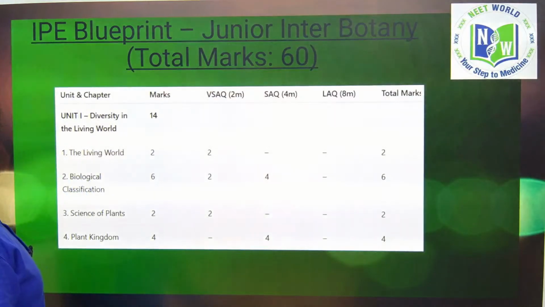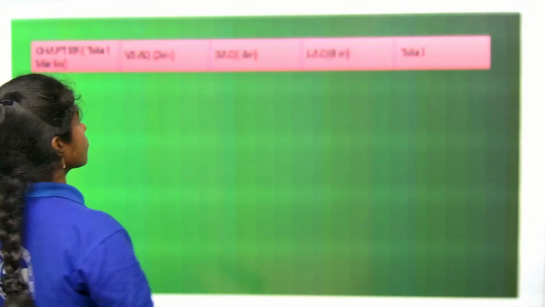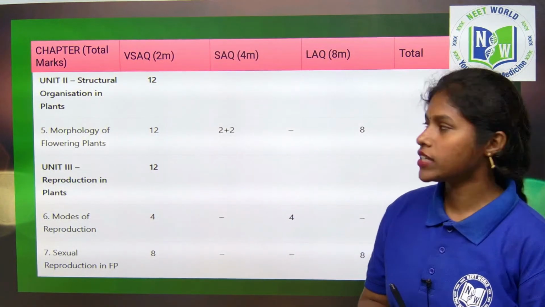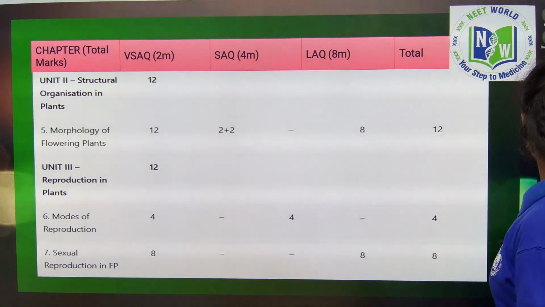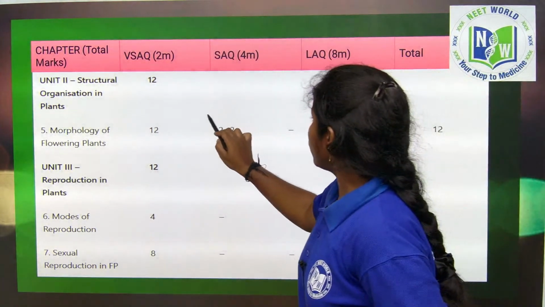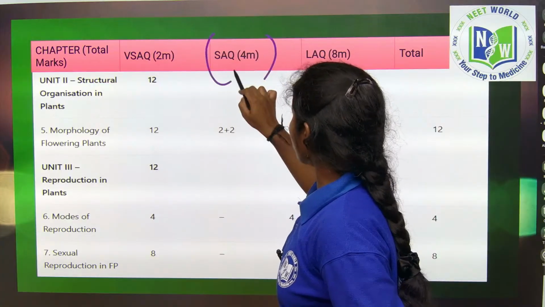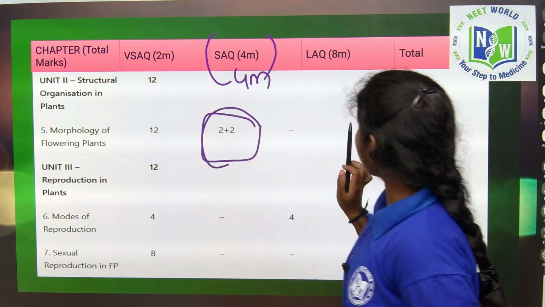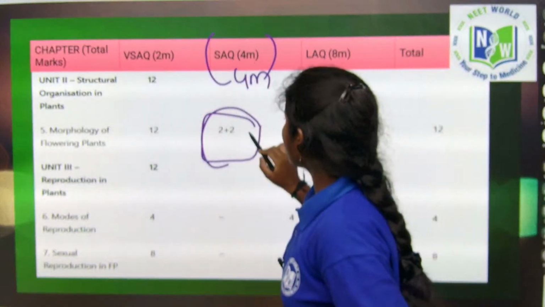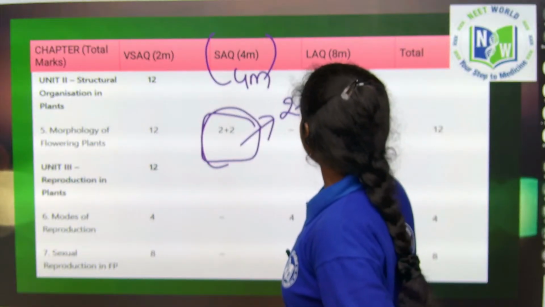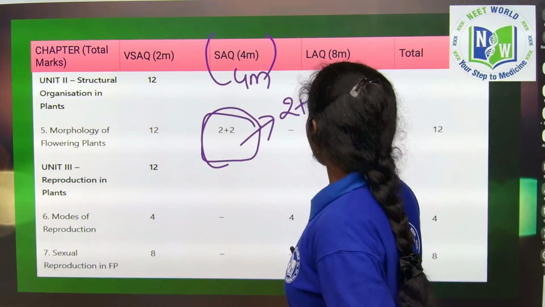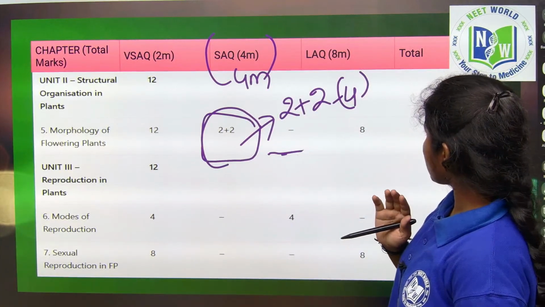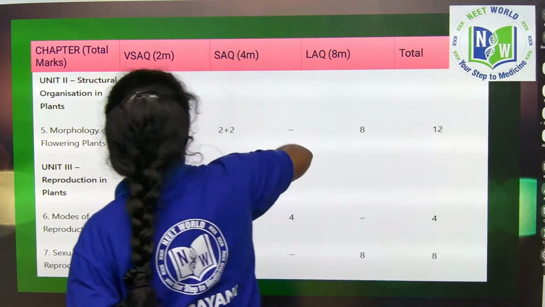So, coming to the next unit. In the second unit, structural organization in plants, you will get 2 short answers, which means 4 marks questions. Sometimes they will give 2 from the one chapter only, right? Let's see.